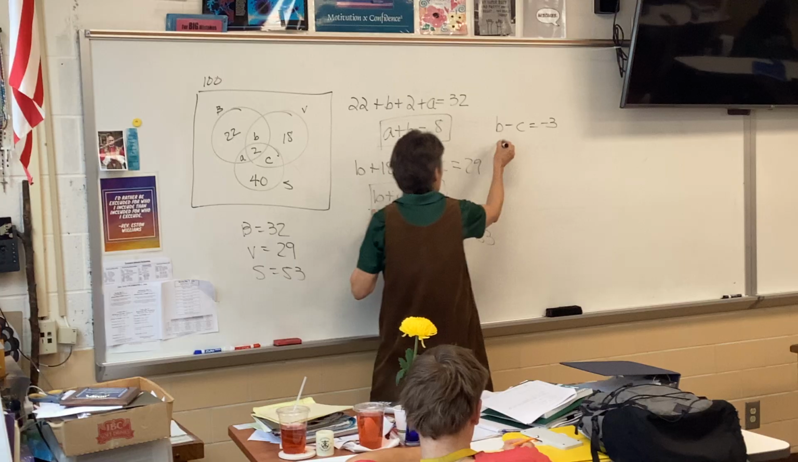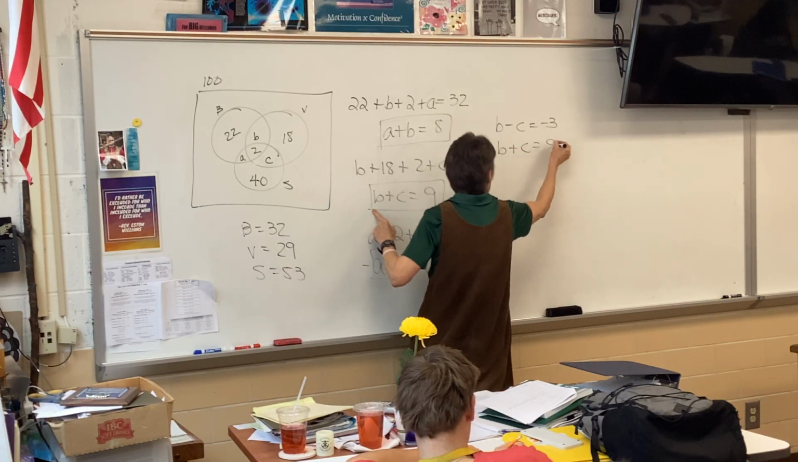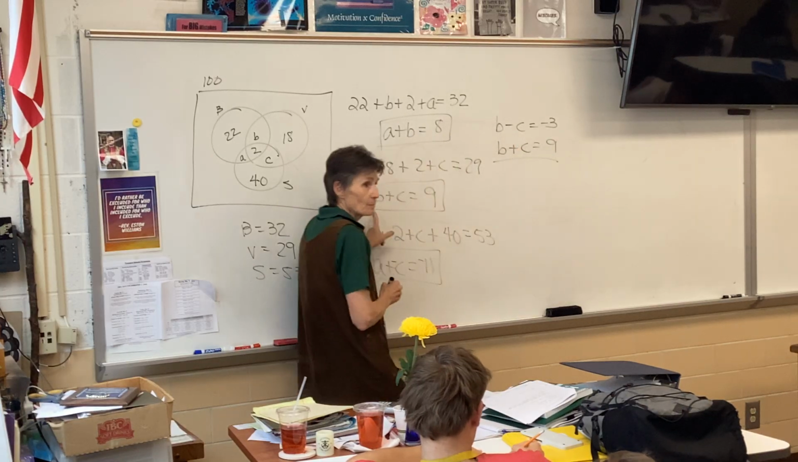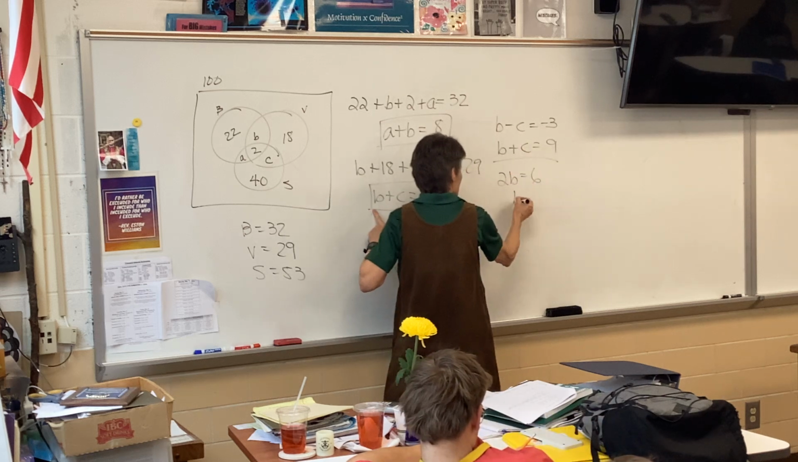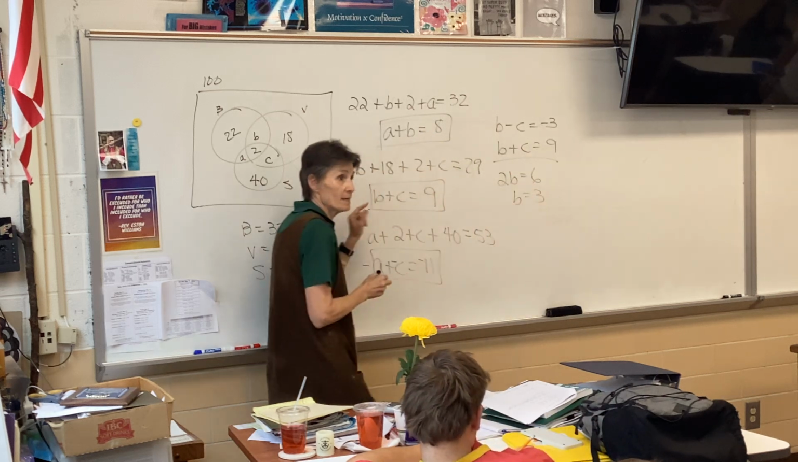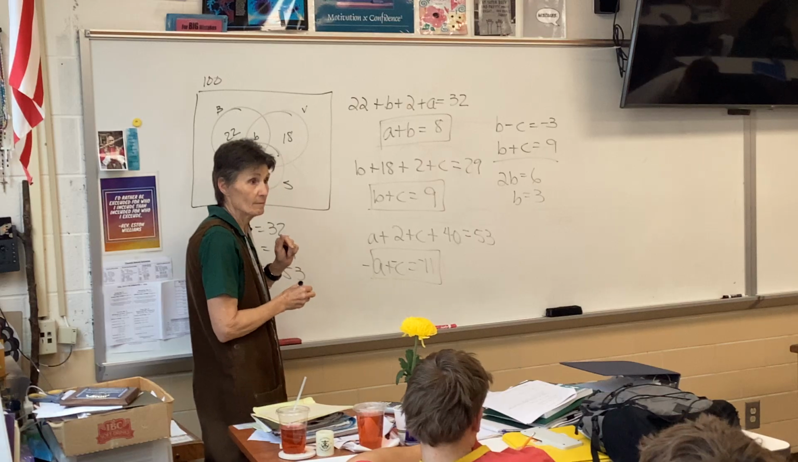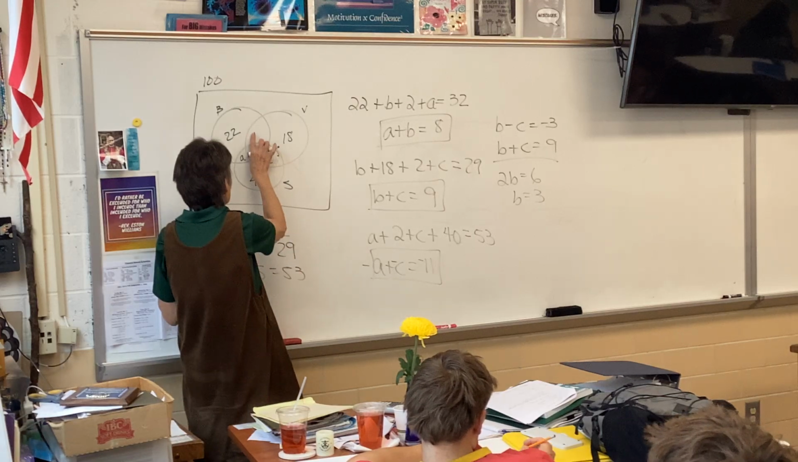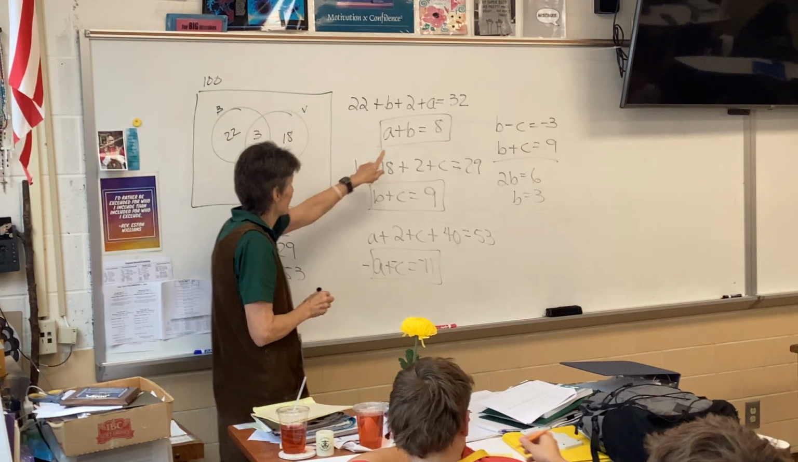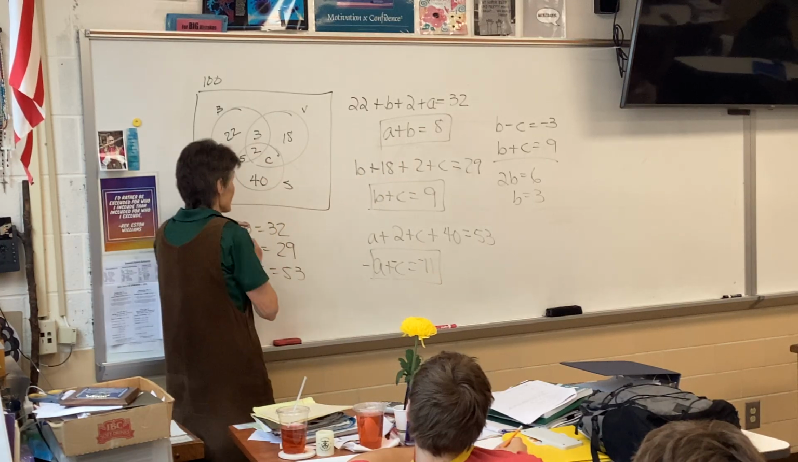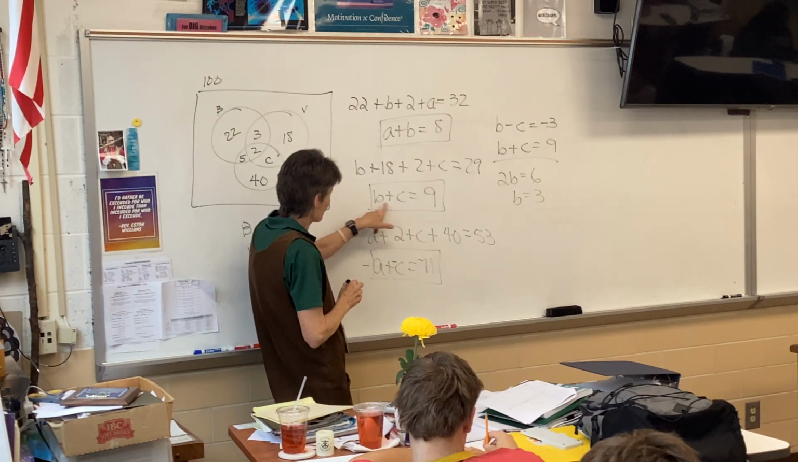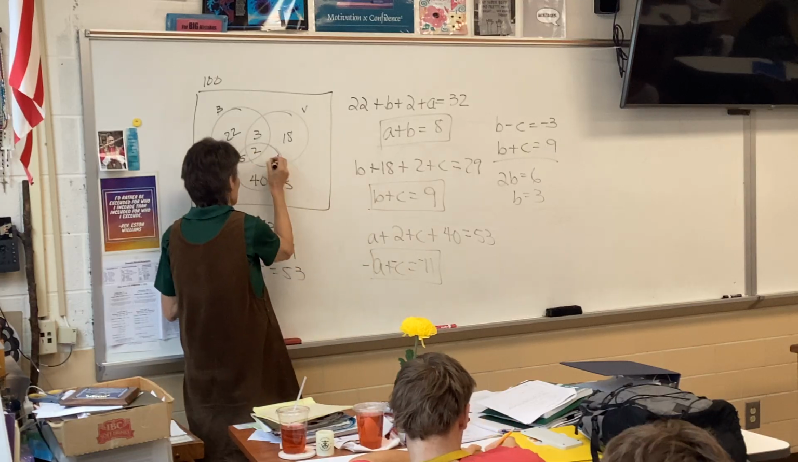But I already know that B plus C is 9. So therefore, 2 B's are 6, and B must be 3. So if B is 3, then A has to be 5. And if B is 3, then C has to be 6.